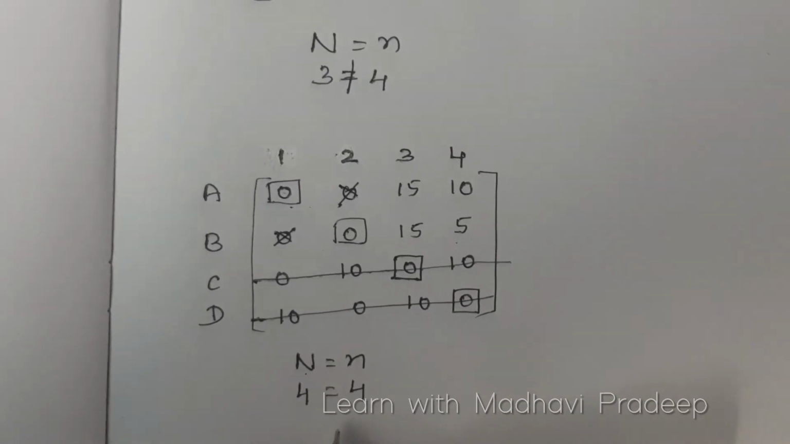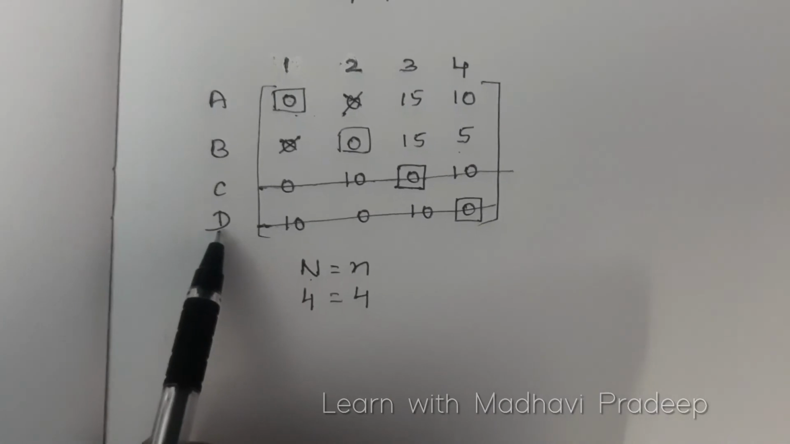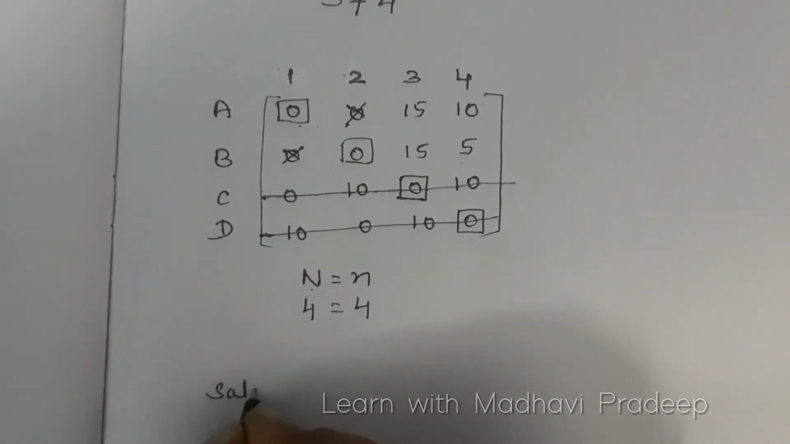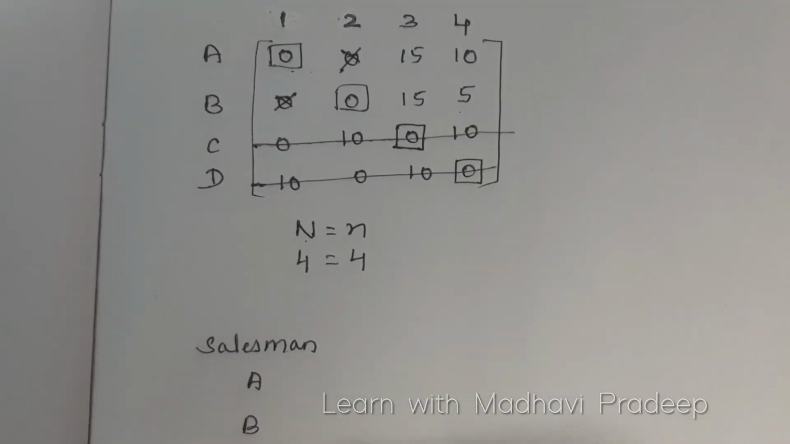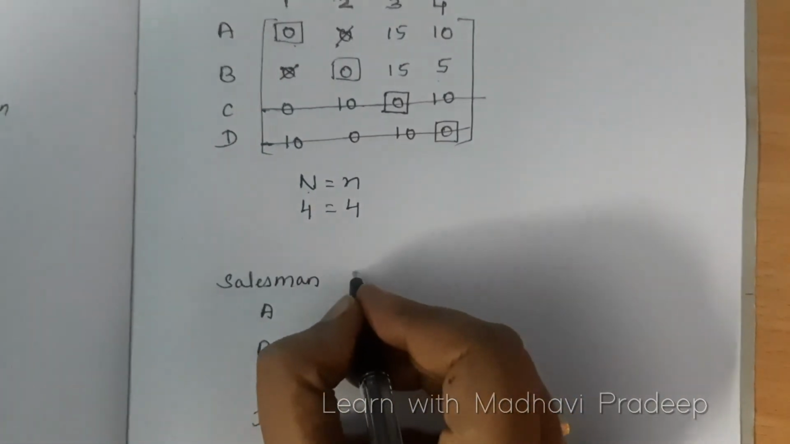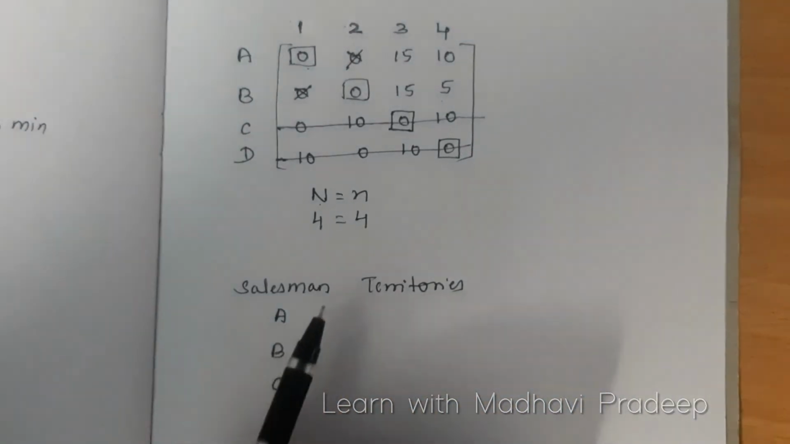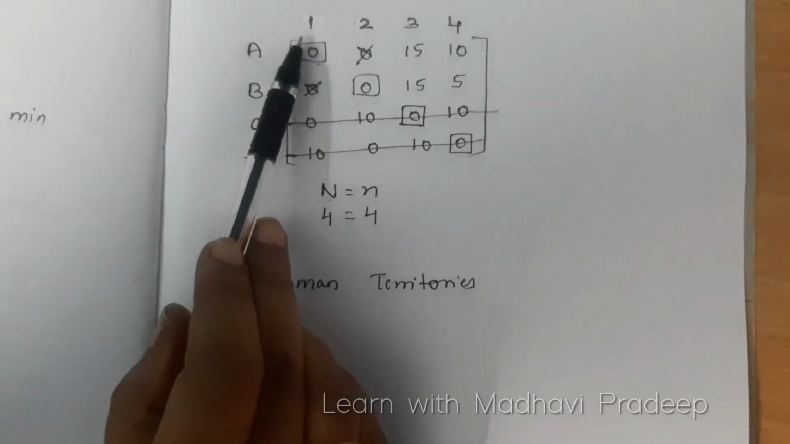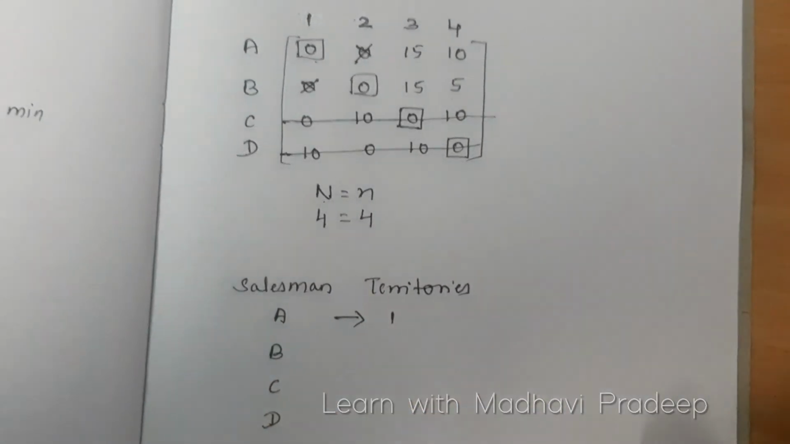Now let's write down the solution here. To write down the solution, see, A, B, C, D are nothing but the salesmen in the given problem. So write down here salesman, that is A, B, C, D. And 1, 2, 3, 4 are nothing but territories, so write down here territories. Now for A, check which territory is allocated. For A, 1 is the territory allocated. So write down here A1 is allocated.